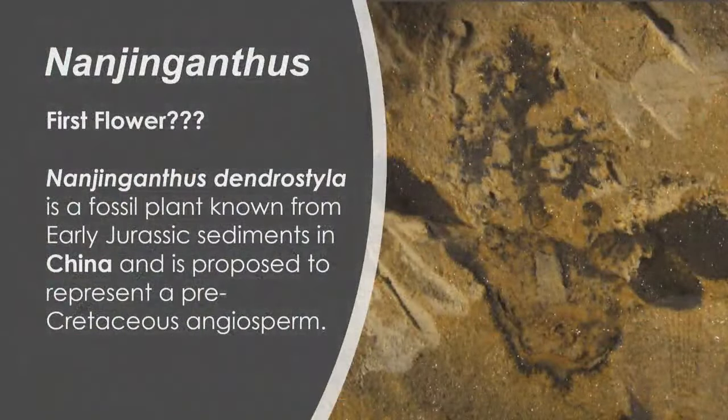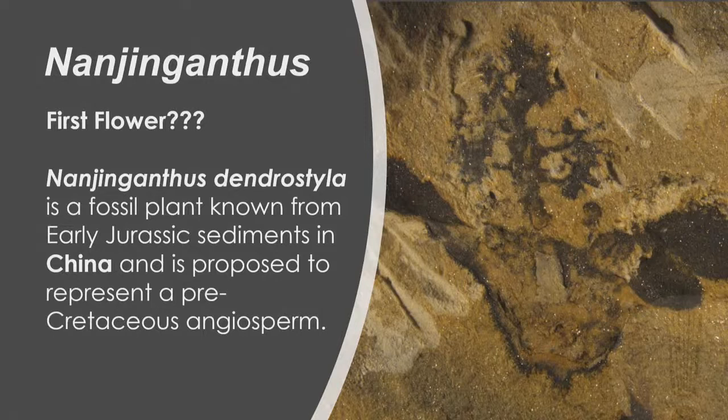cone. So then we have Nanjinganthus. Is it the first flower? It's kind of debated, maybe. It's a fossil plant known from the early Jurassic sediments in China. Some will say that the molecular clock for a lot of our first flowers goes all the way back much earlier than the Jurassic. But as far as our fossil specimens, maybe this is the first fossil specimen we have of a flower, proposed to represent a pre-Cretaceous angiosperm.